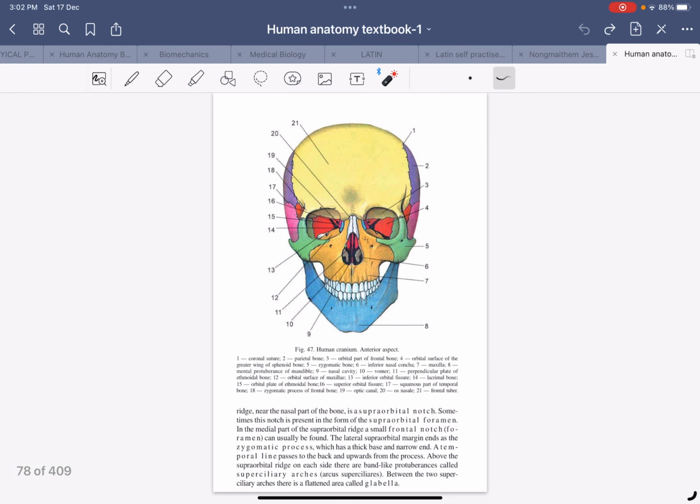This is the important thing you should be aware of. Glabella.